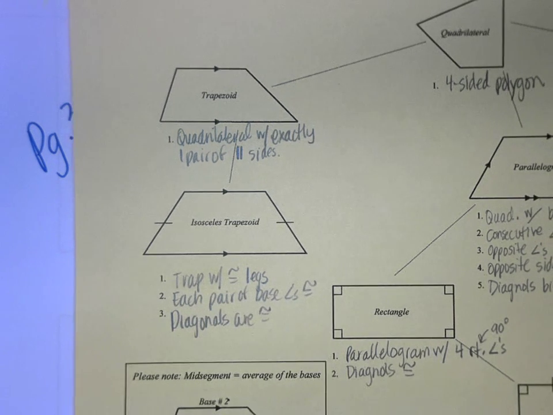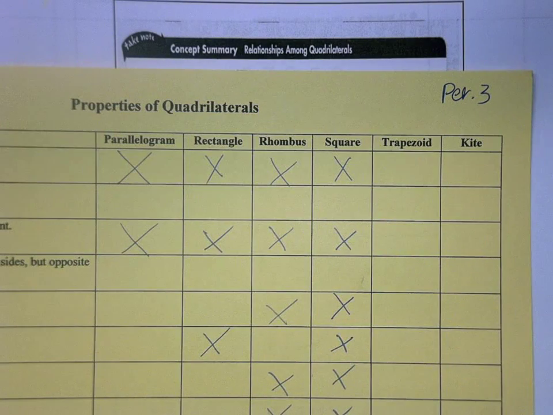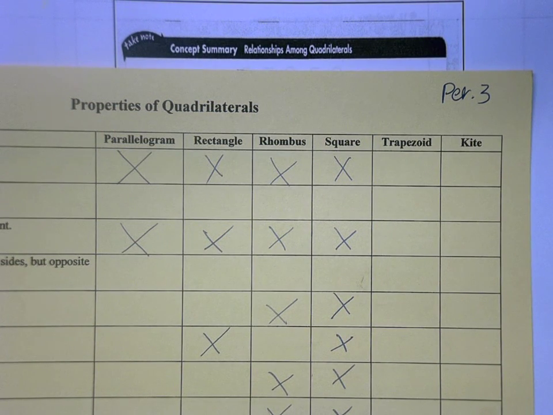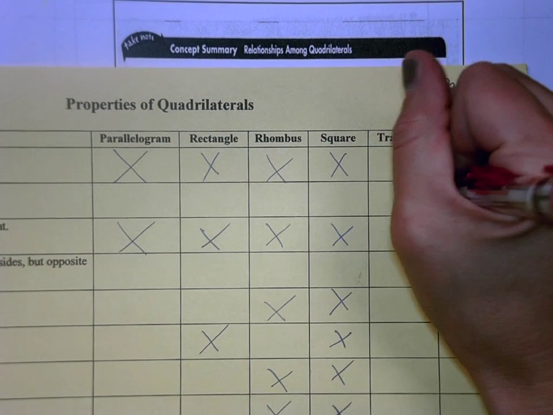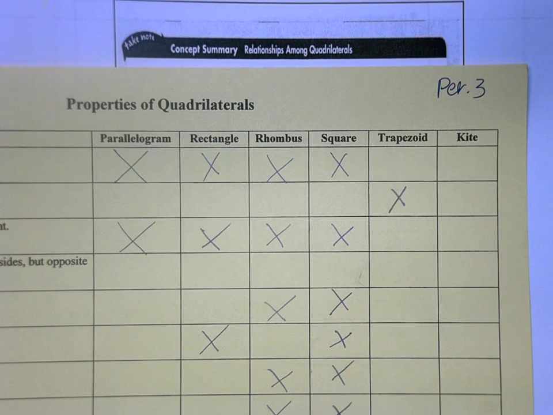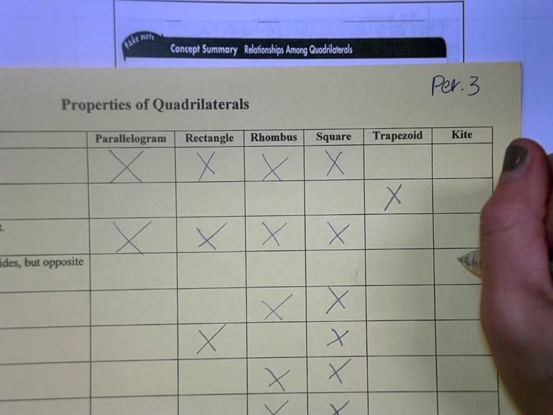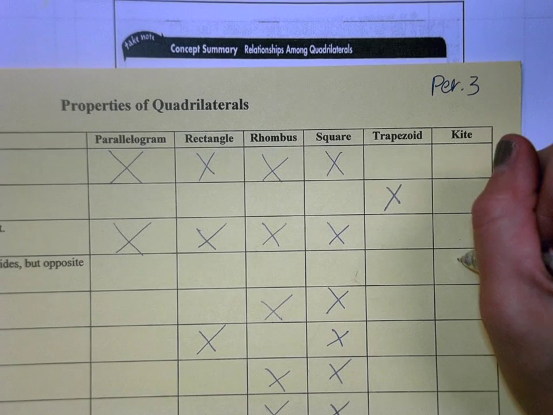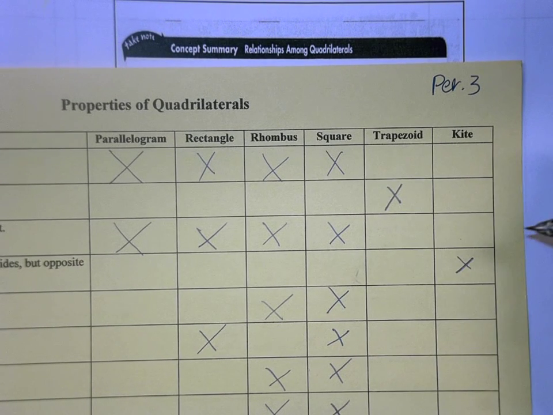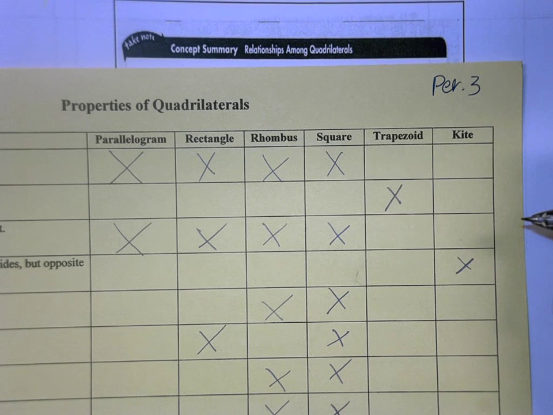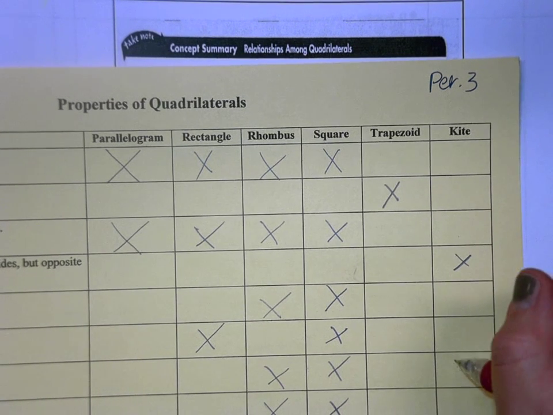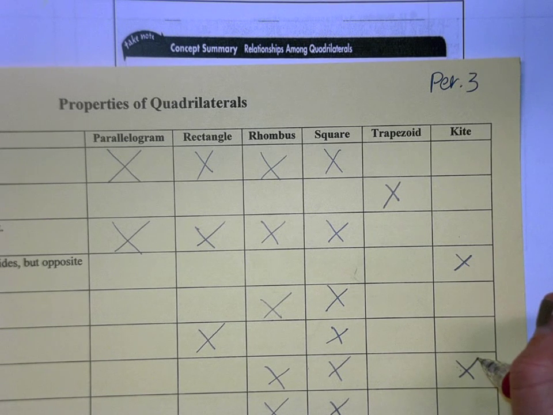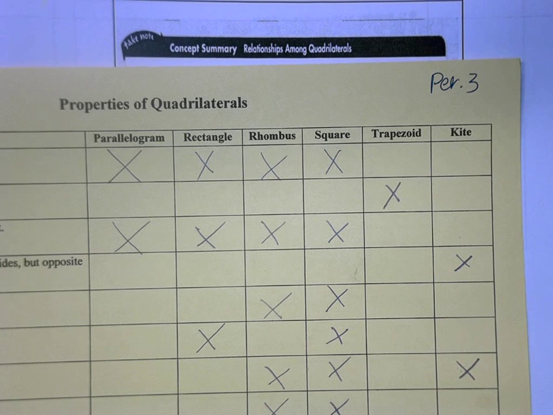I'm going to flip this over now. So a trapezoid, there's actually only one X that is marked, and that is that it has exactly 1 pair of opposite parallel sides. Okay, the kite has 2 pairs of consecutive congruent sides, but opposite sides are not congruent. Its diagonals are perpendicular, and a diagonal forms 2 congruent triangles. So that is what you should have marked for the kite.